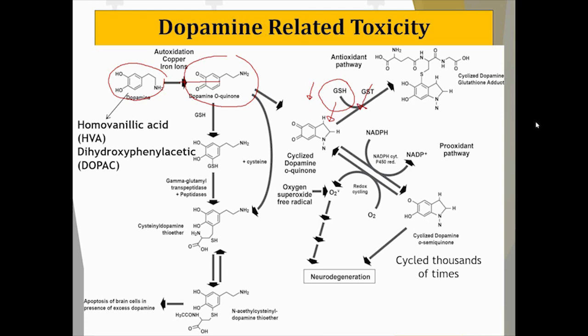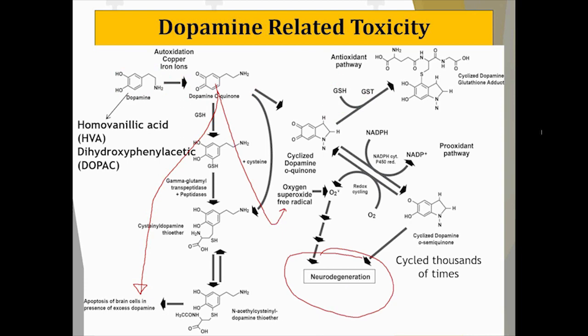Dopamine-O-quinone is directly damaging to brain cells. It can generate a lot of free radical damage, which can cause neurodegeneration, manifesting in many different types of chronic neurological disorders like Parkinson's disease and multiple sclerosis, etc.